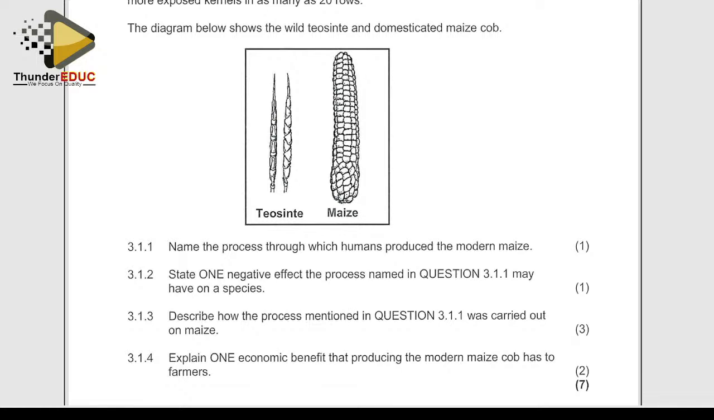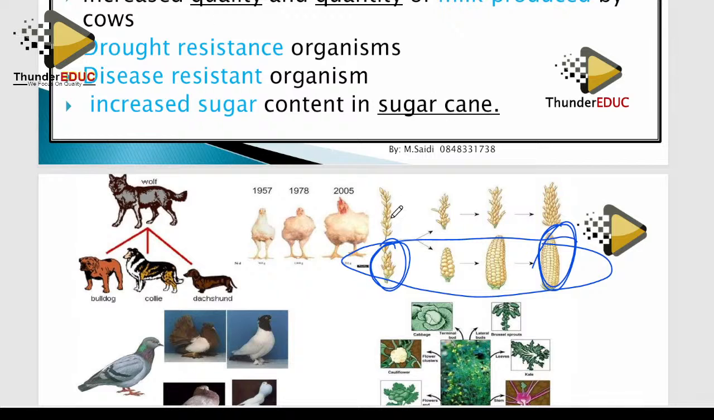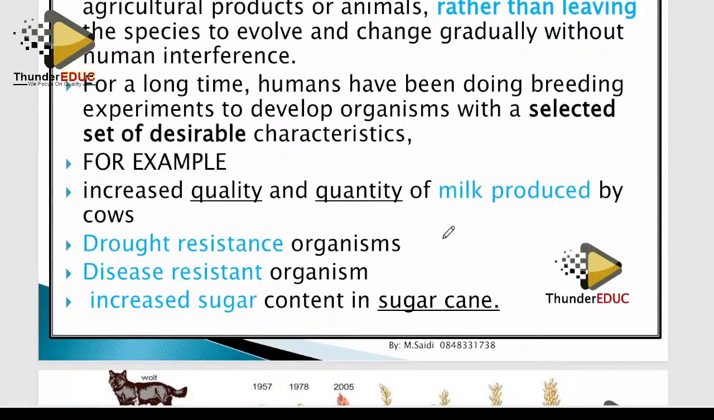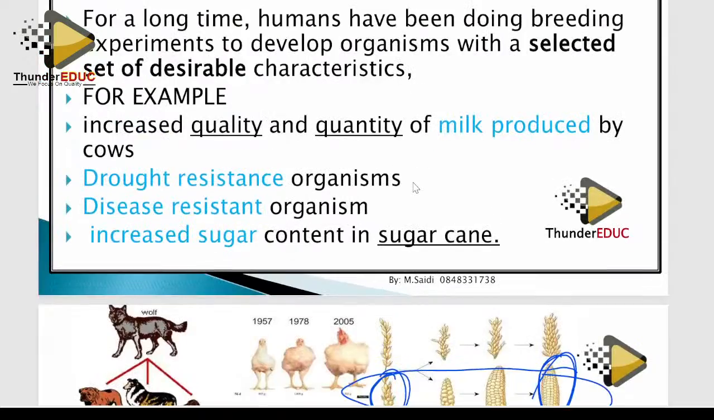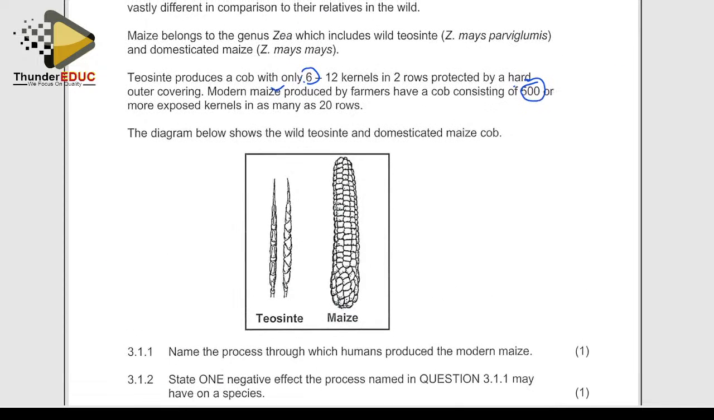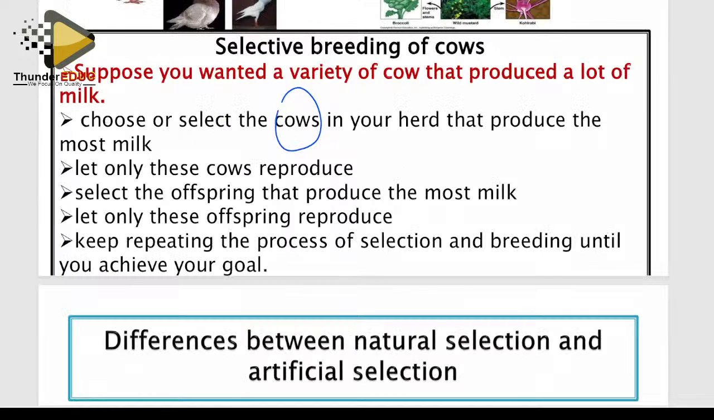Describe the process mentioned above. It was carried out. So basically, you just explain this. So what did we want? What do we want in this regard? You just explain that we choose or select the maize in the field that produce more maize, more of this. You understand? So what happens?